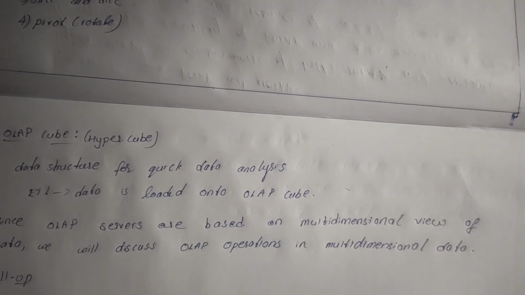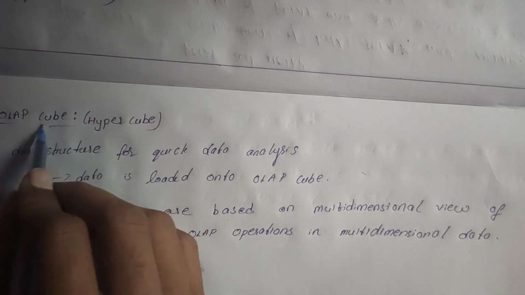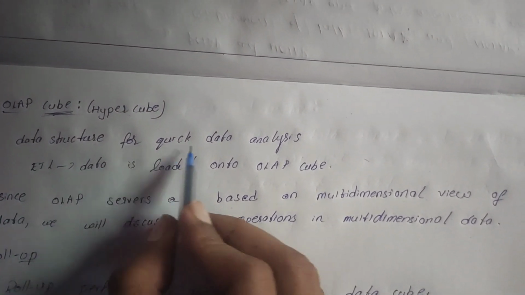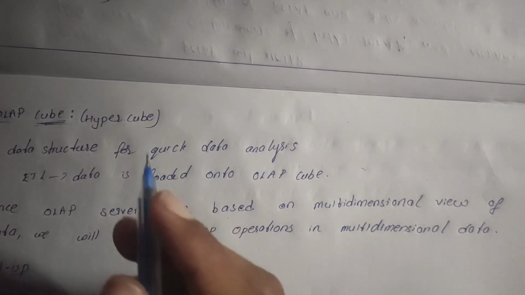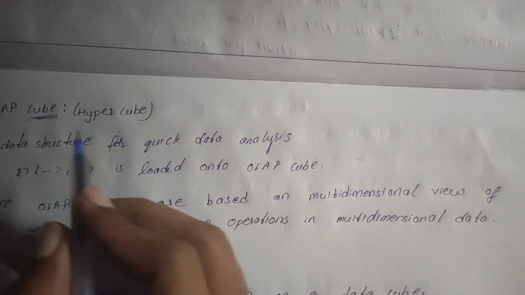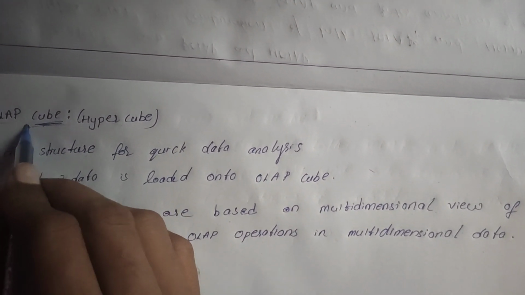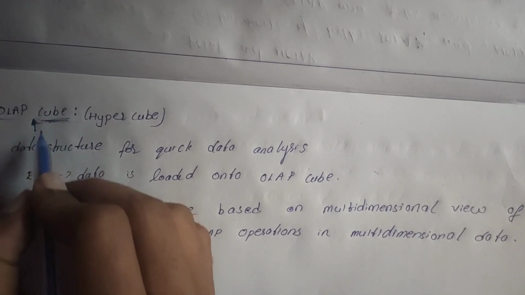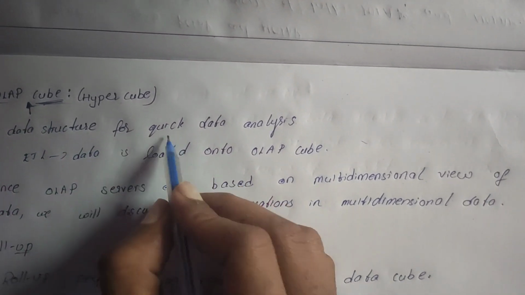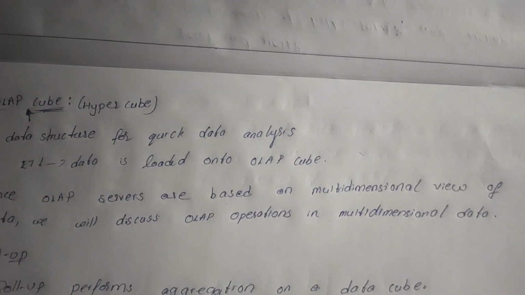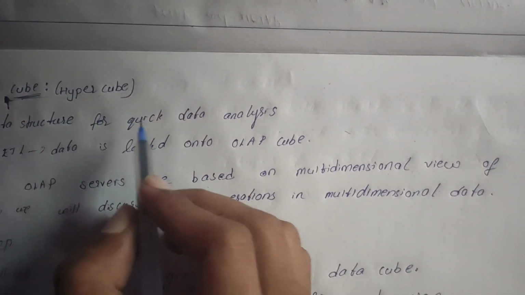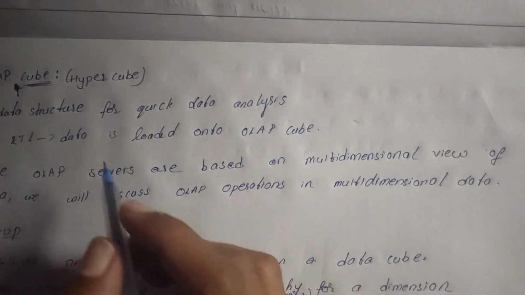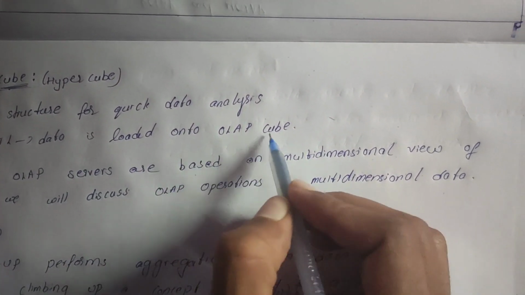Before learning OLAP operations, let us first discuss what an OLAP cube or hypercube is. These multidimensional data sets are stored in OLAP cubes for quick data analysis. By storing these data sets in an OLAP cube, analysis is very quick. Next, by using an ETL tool, the data is loaded onto the OLAP cube.